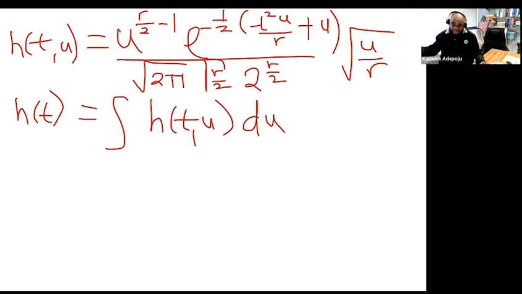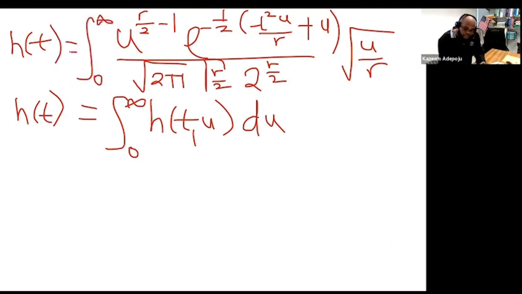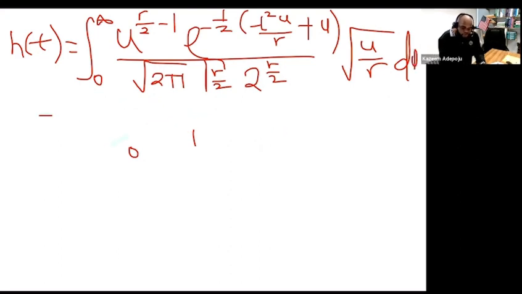I'm going to use the range of u; the range of v was 0 to infinity, and v equals u, so u also has that range. I don't want to rewrite this, so I'm just going to call this guy h of t, integrated from 0 to infinity with respect to u. This is what I want to integrate now.